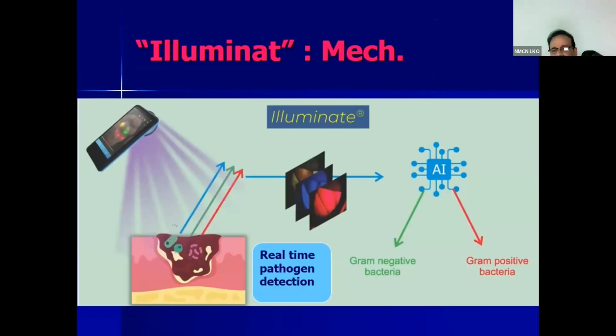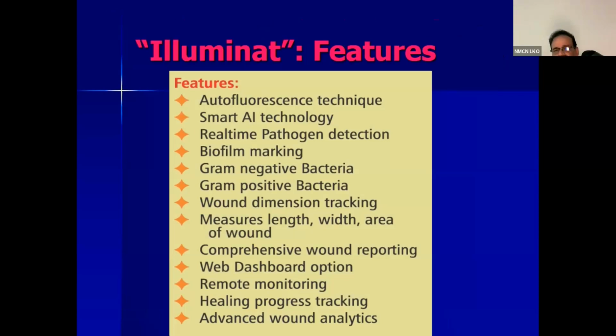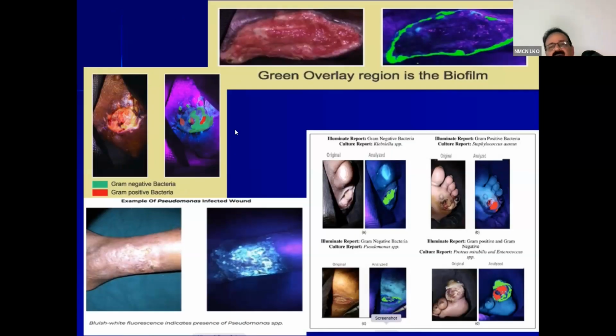This is the mechanism of how it works. These are different features, and you can see this is the wound, and biofilm can be seen in the form of this green color. Green means gram negative bacteria. As you can see, this is a heel wound. The Illuminate camera shows that red means gram positive bacteria, and green means gram negative. And this is an example of pseudomonas infected wounds. This is the picture with the Illuminate. And here also you can see the gram positive, gram negative, and accordingly you can decide whether an antibiotic needs to be given or not.